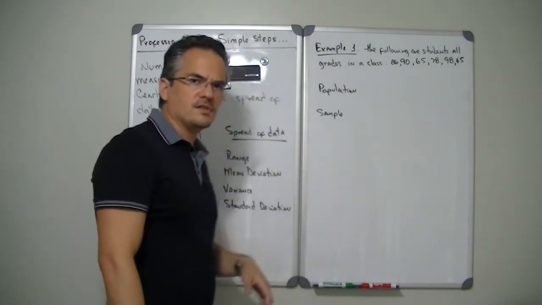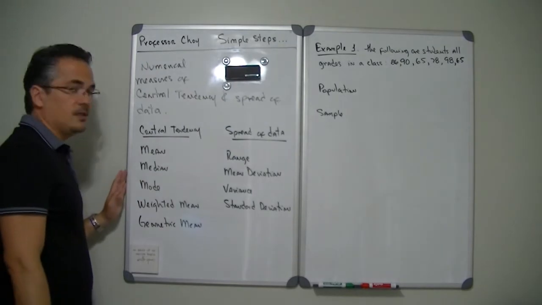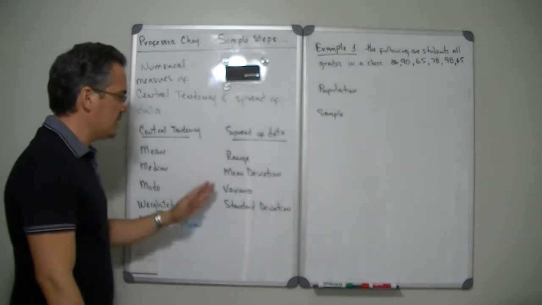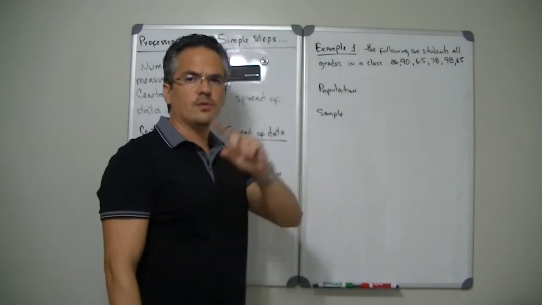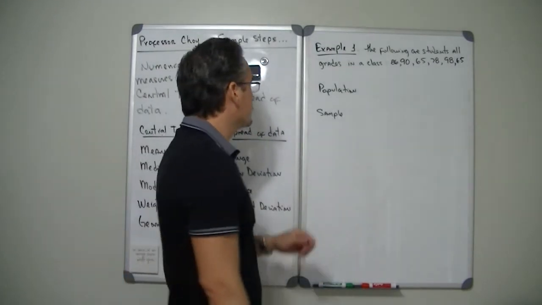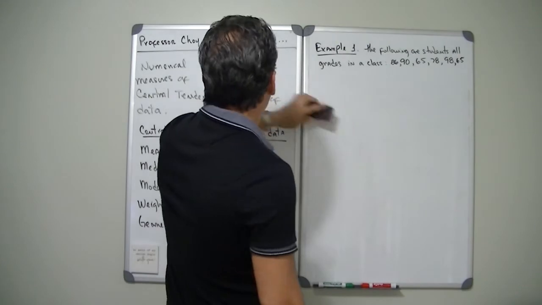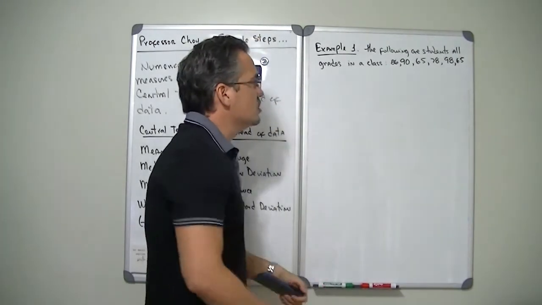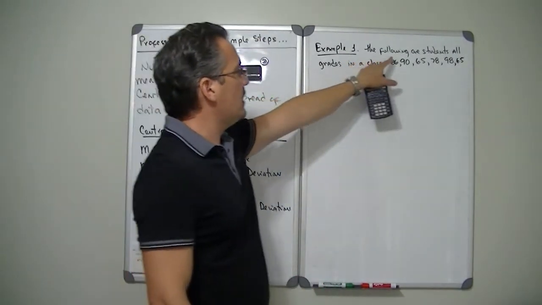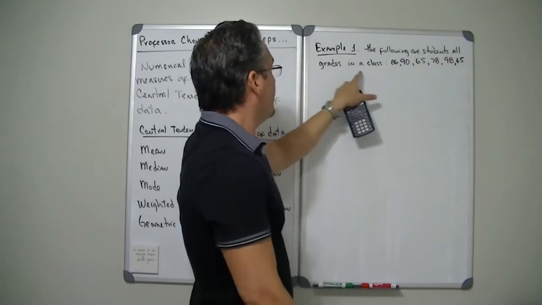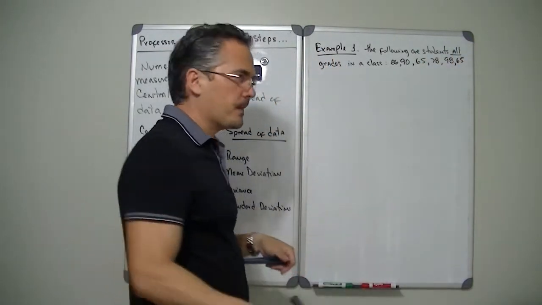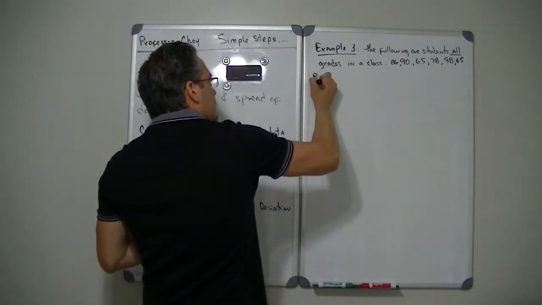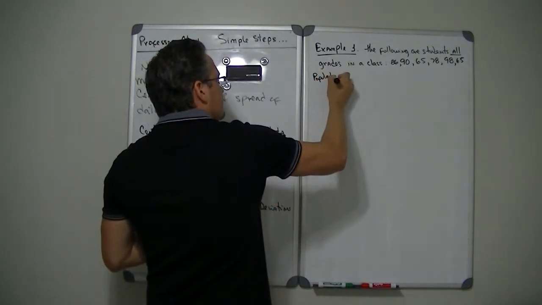Now, normally for the simple calculations, they don't make any difference. But when you start getting a little more advanced and do other things, then it starts making a difference whether you're doing population or sample. So in our particular example right now, we're just going to do population because I said the following are all students' grades in a particular class. So that is everyone. So this right here is a population.